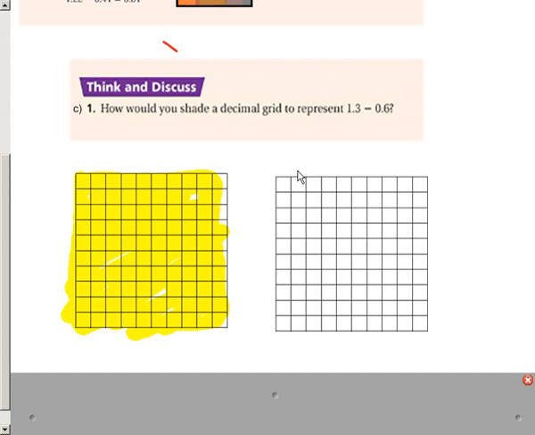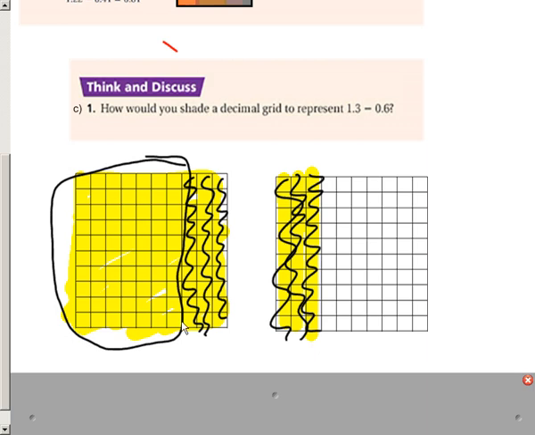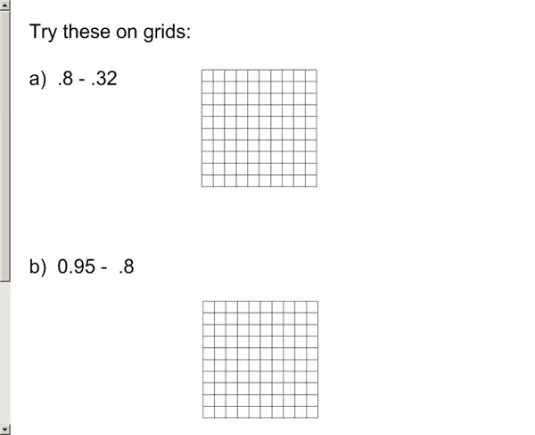So I have 1 whole, and then I have another 3/10. So this is how I would shade 1 and 3/10. Now I'm just going to take my pencil and cross out 6/10. So that's a row. So I'm just going to cross out 1/10, 2, 3, 4, 5, and 6. So our answer is we're going to look at how many tenths do we have left. Okay, well I can see that I have 7/10 remaining, so my answer is going to be 7/10.